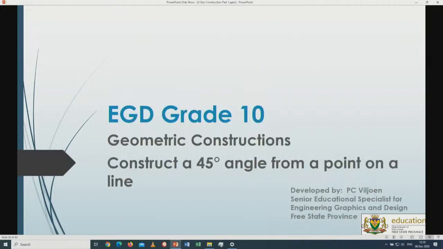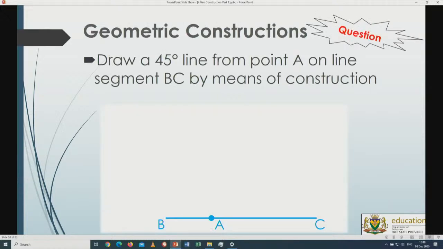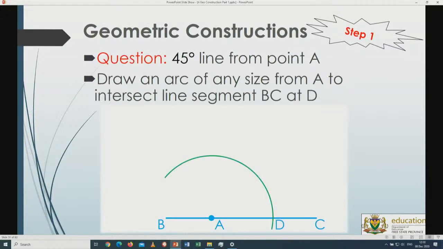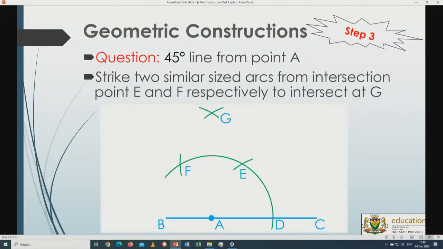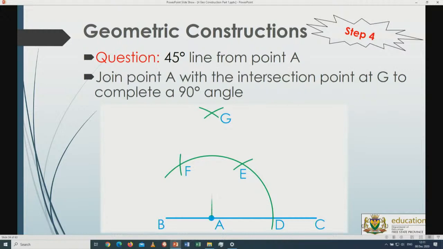Alright, so construction of a 45 degree angle, of course, will tell me I have to find the 90 degrees, which I've done and explained to you just now. There goes my 90 degrees. And I divide the 90 degrees into two equal parts.